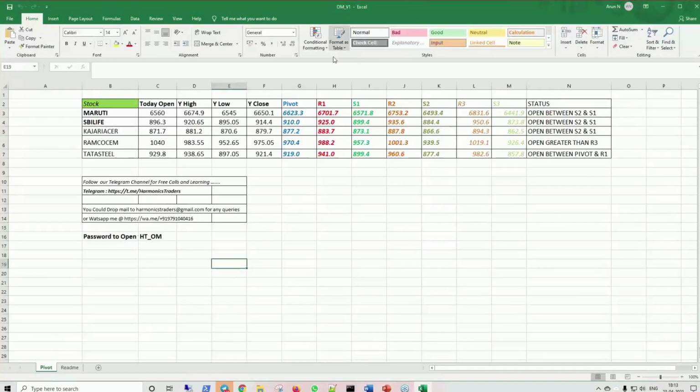Okay, so this Excel is password protected, Ohm underscore V1. The password to open this Excel is HT underscore Ohm. Here we have written all the formulas and we have all the conditions as well.